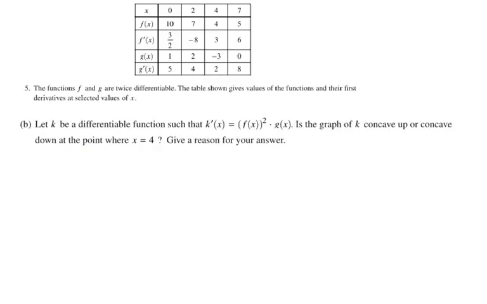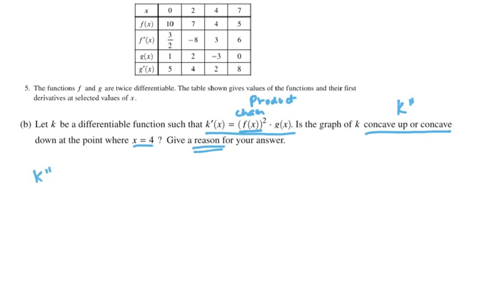And this next one, you're given this definition for k prime. So that's the first derivative. Is the graph of k concave up or concave down? We're going to look at the second derivative to determine concavity. We're using x equals 4, and we need to give a reason. So we're going to have to use the product rule here for the f part and the g part, and then for the f part, we've also got to use chain rule. So it's just an issue of being pretty careful.